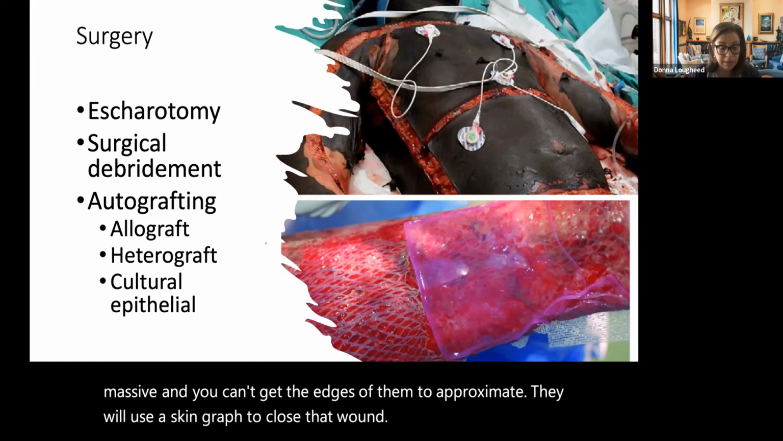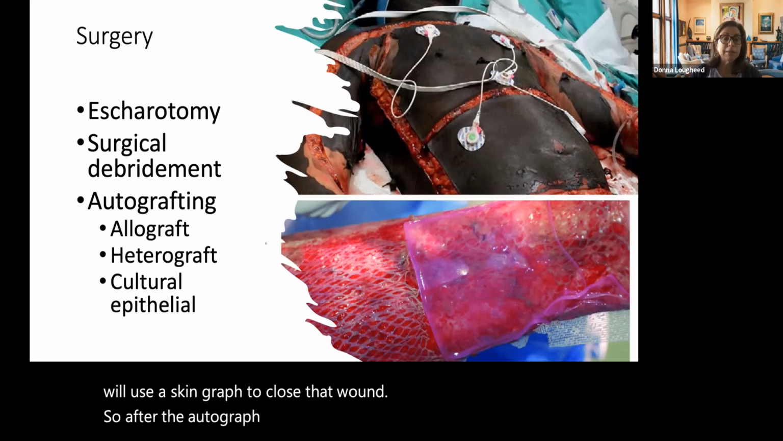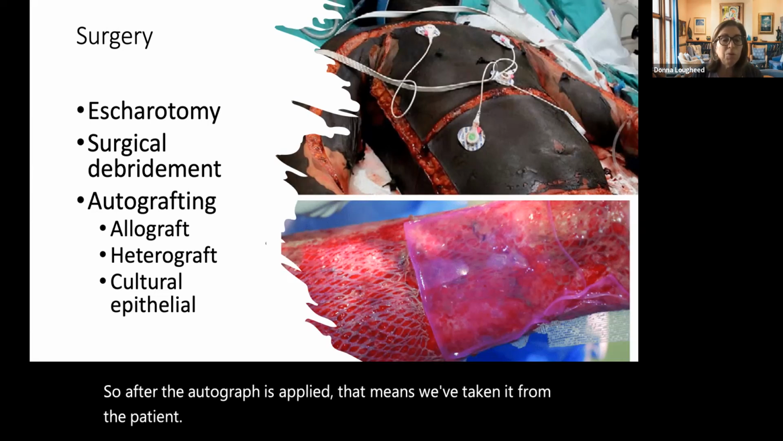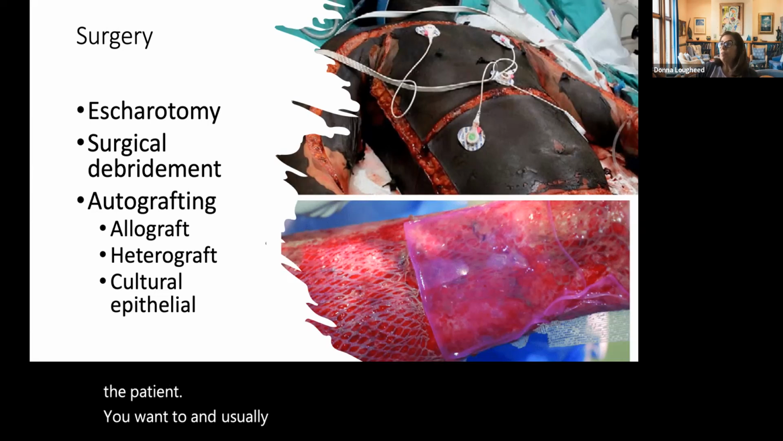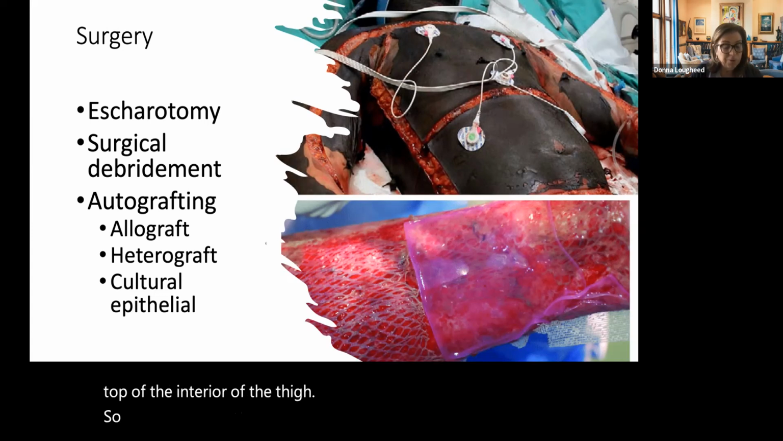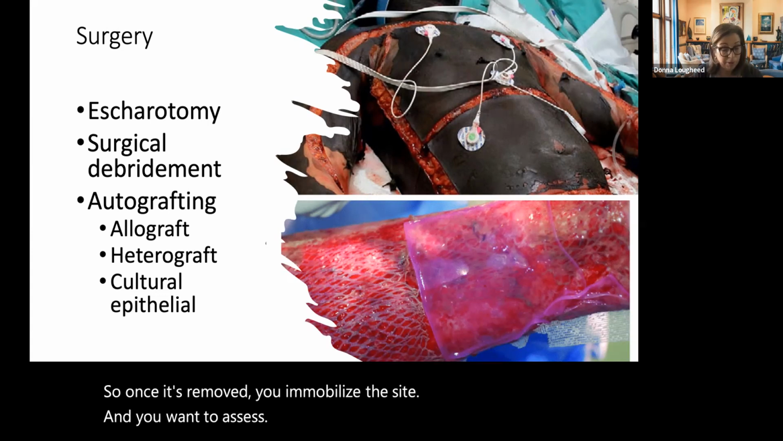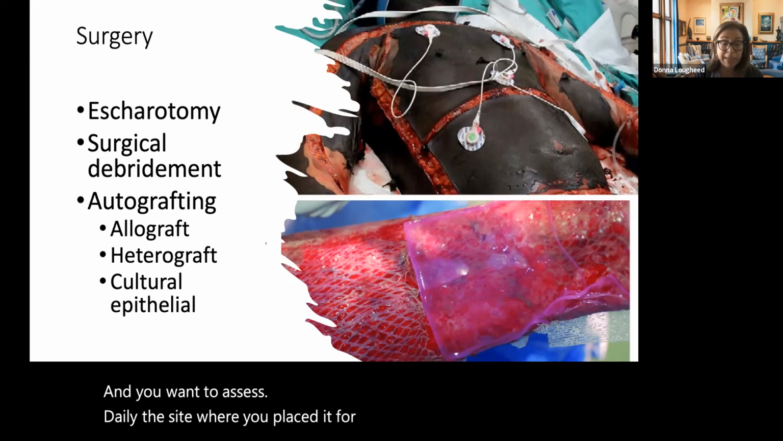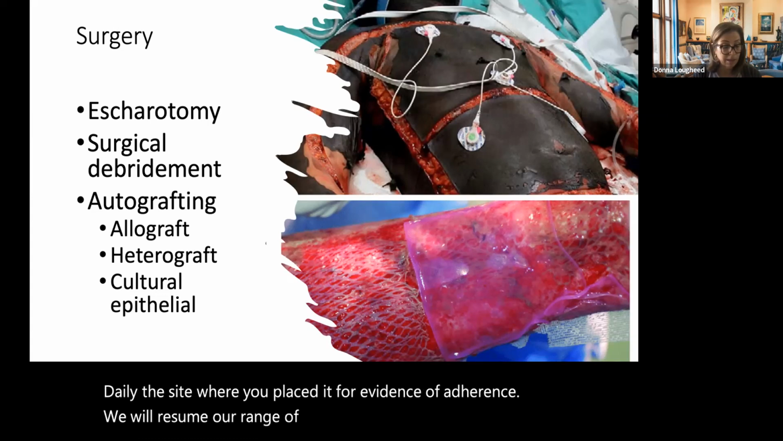So after the autograft is applied, that means we've taken it from the patient, right? Usually it's from a thickened area, like the top of the anterior thigh. So once it's removed, you immobilize the site and you want to assess daily the site where you placed it for evidence of adherence. We will resume our range of motion exercises 5 days post graft, right?